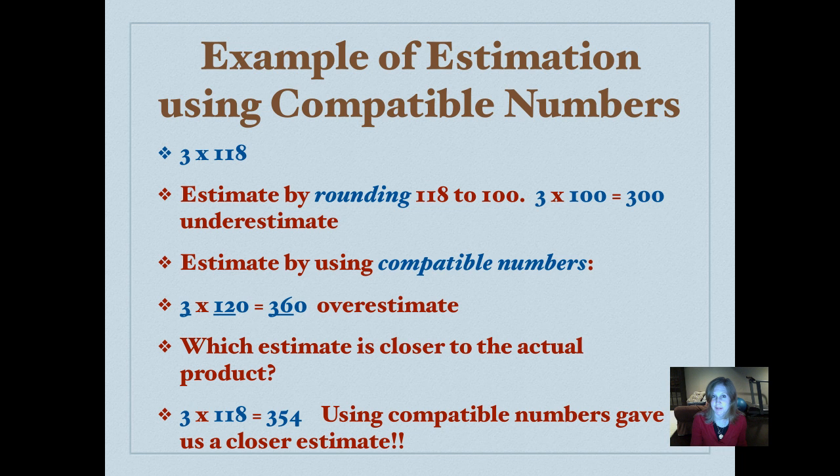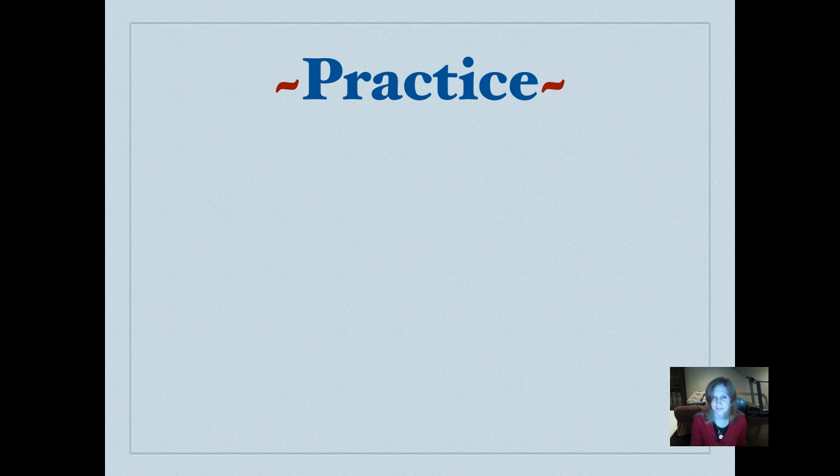Let's do some practice. Find an estimate for 286 times 9. Remember, we're not really multiplying this out. We're rounding to the greatest place value or using compatible numbers to find an estimate. Now, it doesn't matter which you do because the idea is that you're using what works best for you to find the closest estimate. Go ahead and pause and try that now.